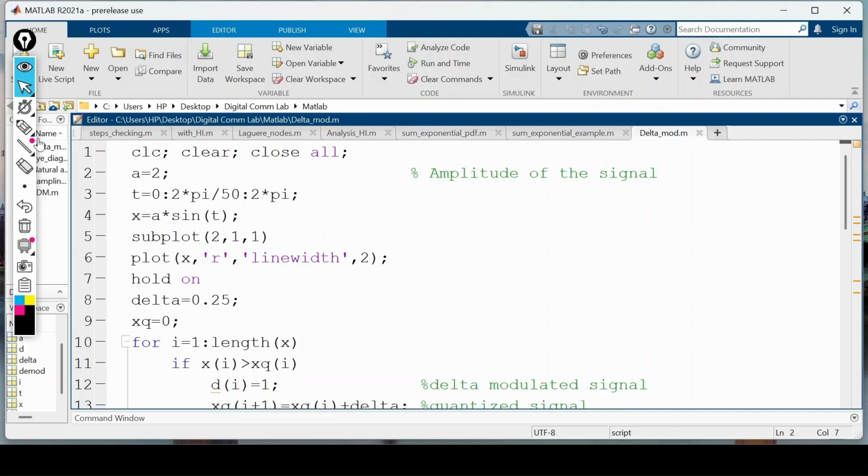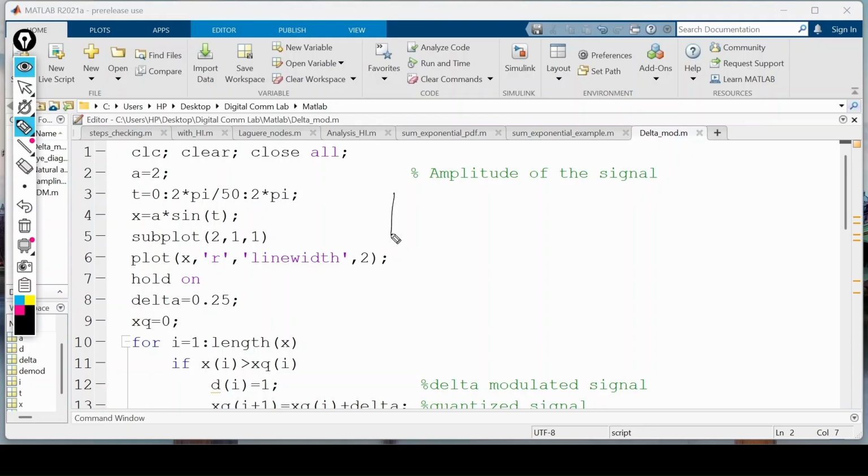I am taking 2 periods, meaning that if this is the sinusoidal signal, this is 1 period and this is 2 periods. Up to here this 2 period is taking, and this 50 is the number of samples in a single period. That means one sample, second sample, third sample, fourth sample, and the number of samples is given by 50. So x equals A sin(t), which gives this, that is m(t). You can say this is the modulating signal, the signal that we want to modulate in delta modulation.